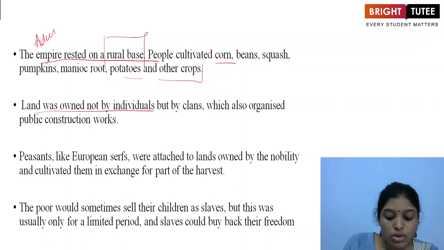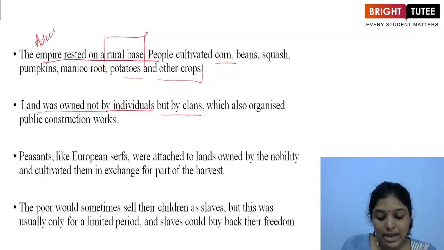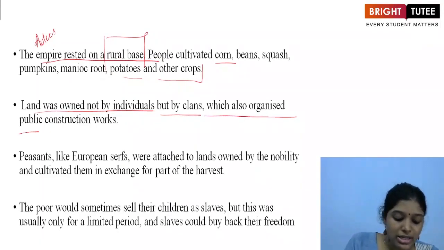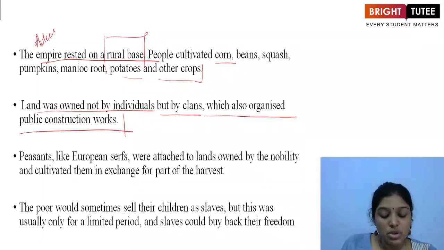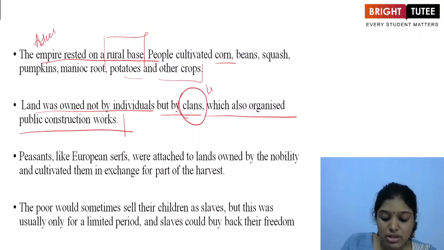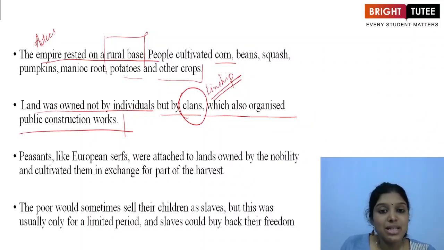And land was owned not by individuals but by clans, which also organized public construction works. So most importantly, the land was not an individual or private property, but was owned by clans, which are sections of people who had kinship relations, that is, blood relations. Sometimes it must have been the same ancestor, or otherwise a group of people with some kind of kinship relations.